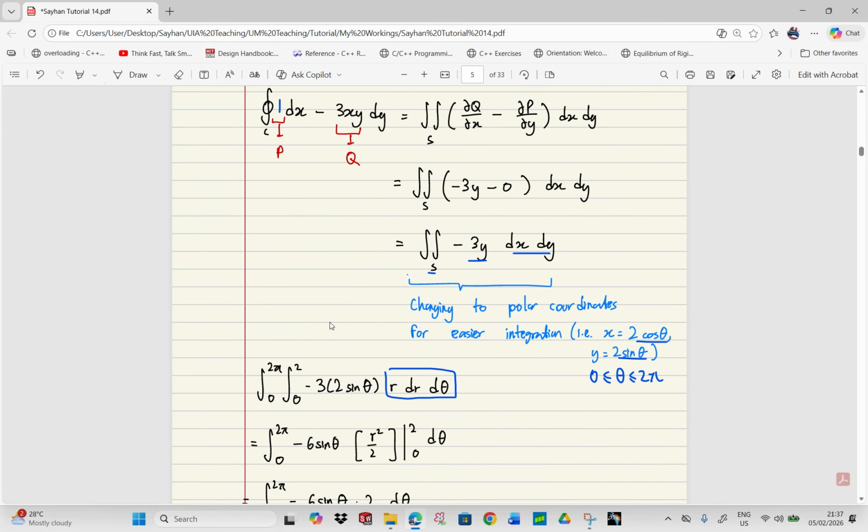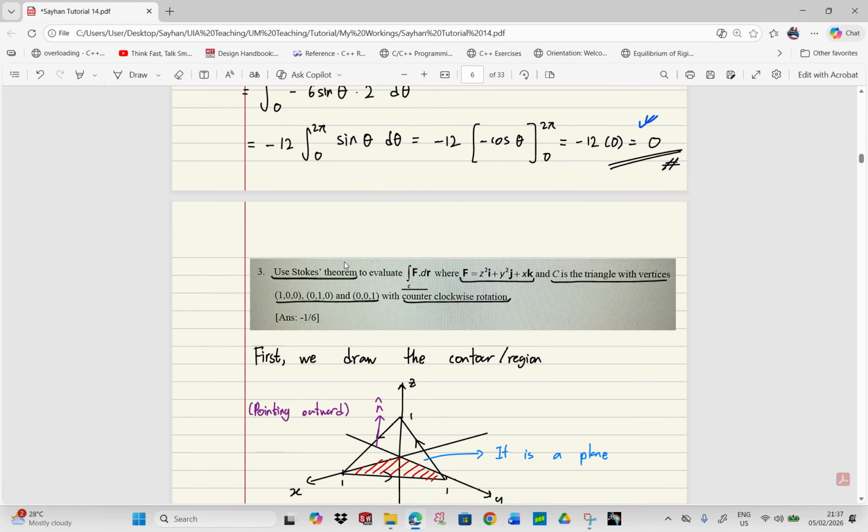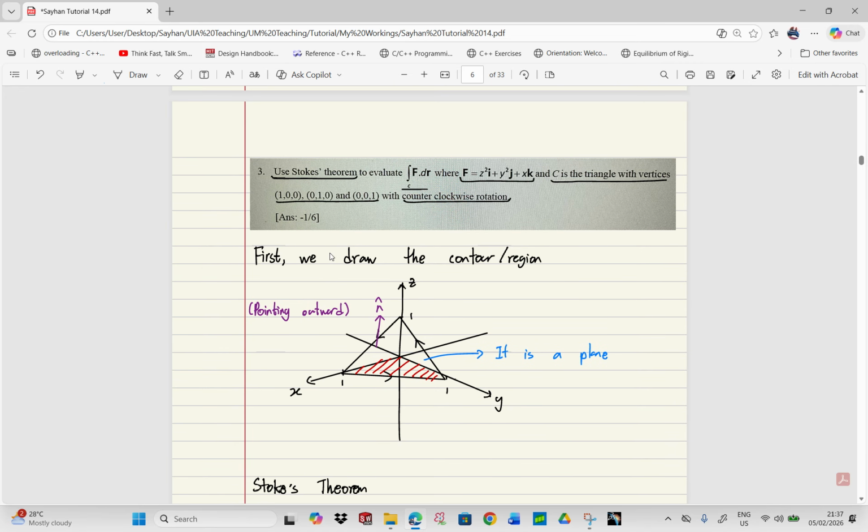Alright, number 3. Use Stokes theorem to evaluate this integral where you got the force field, and C is a triangle with the vertices, moving in counterclockwise rotation. Here's the thing: when we draw the contour region, when you draw the triangle, our triangle is (1,0,0), (0,1,0) and (0,0,1).